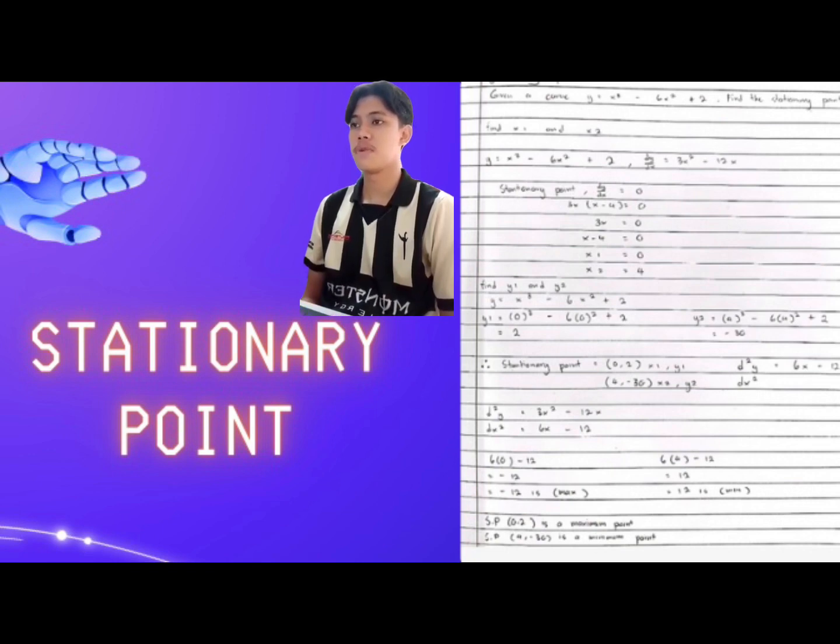Today I'm going to be presenting stationary point. First of all, of course, we need to look at the question. The given question is: given a curve y equals x cubed minus 6x squared plus 2, find the stationary point. First of all, we need to find x.